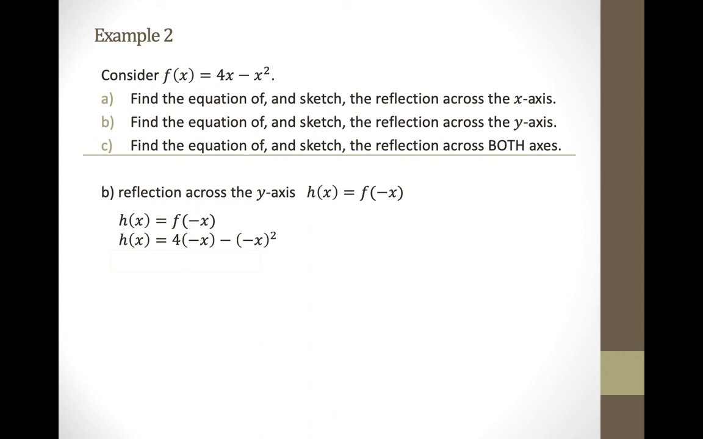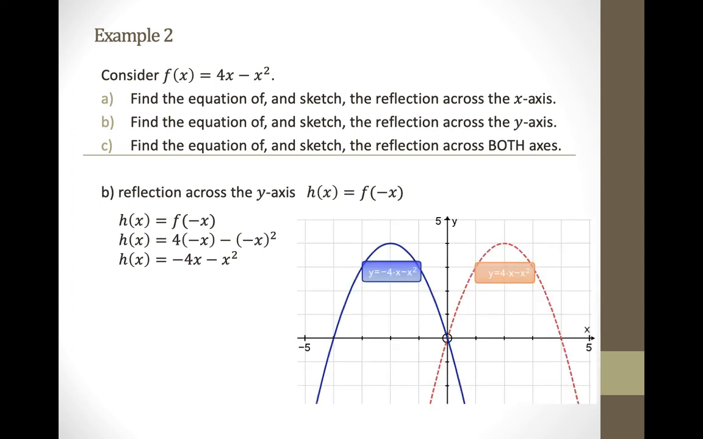So 4 times negative x will be negative 4x. Negative x all squared is positive x squared. So we end up with this subtly changed equation. If we were to graph this, we could again factorize the x out and then find our x-intercepts. You could also find your axis of symmetry to find your vertex, and you'll get this. So we still have 0 and negative 4, and then 0 and positive 4.